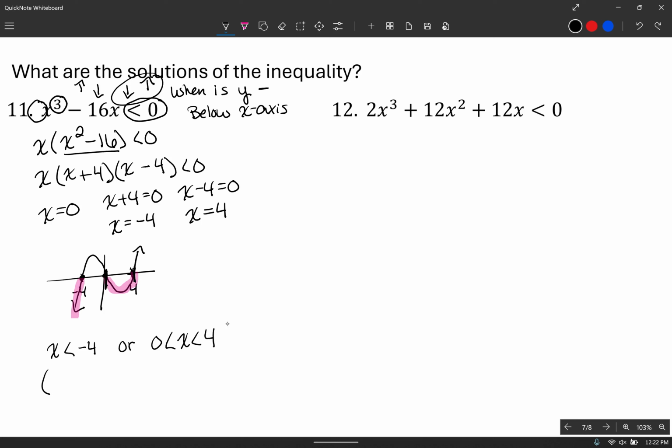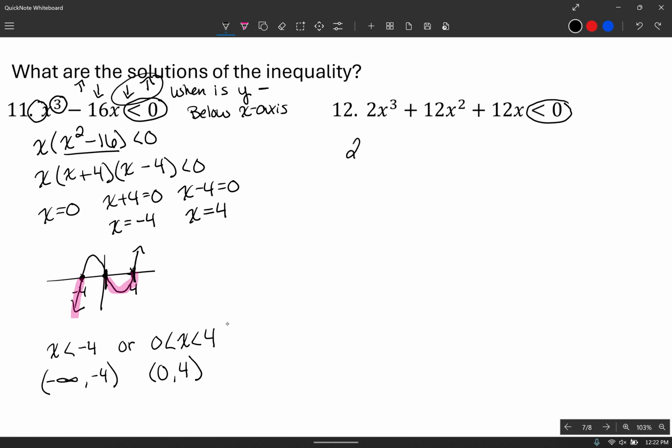If you need to write that in interval notation, that would be negative infinity to negative 4, and 0 to 4, in the parentheses. All right, same thing on this one. We are looking for when this is less than 0, so when y is negative, or below the x-axis.